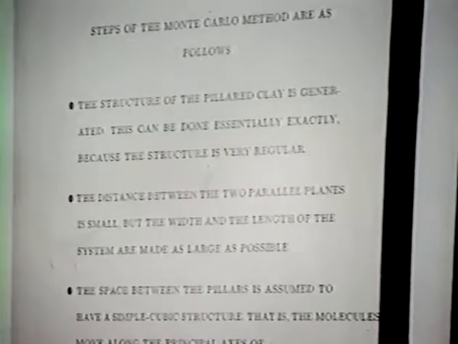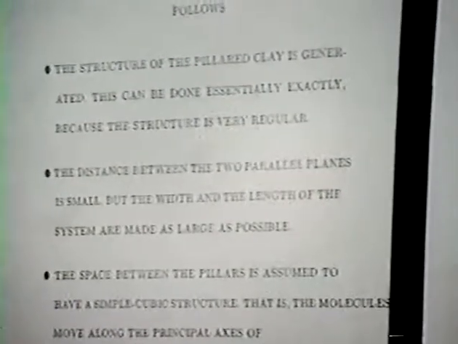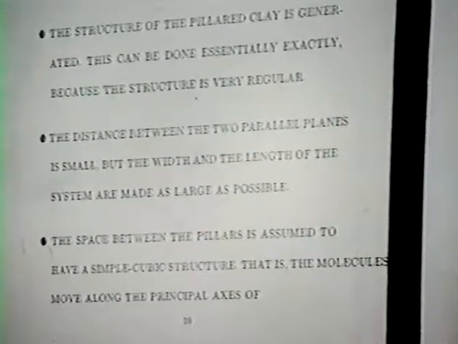The precise steps of the Monte Carlo approach are as follows. First of all, we generate the structure of the pillar plates on a computer. Those pillar plates that I'm familiar with have a very regular structure, and we know the location of pillars and everything. So we can exactly generate their structure on the computer. That involves no approximation. We know the dimension of the pillars, we know the distance between the two parallel sheets, and so on. So we can do that on a computer.